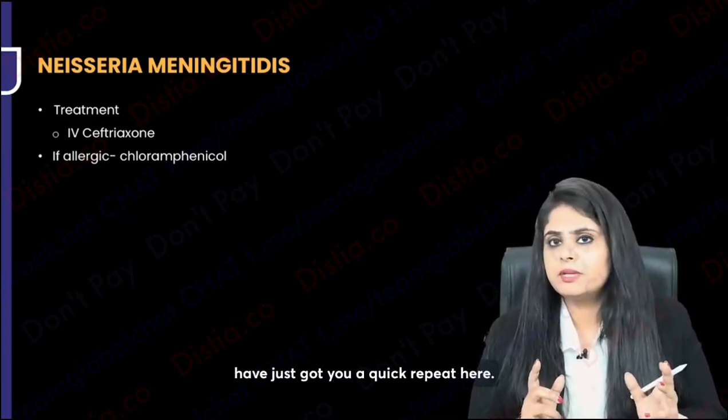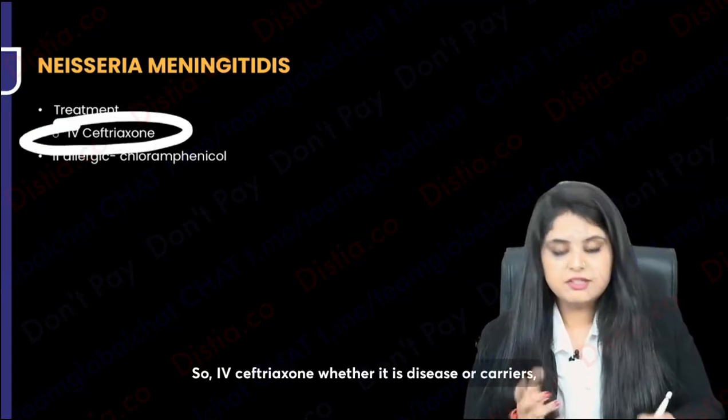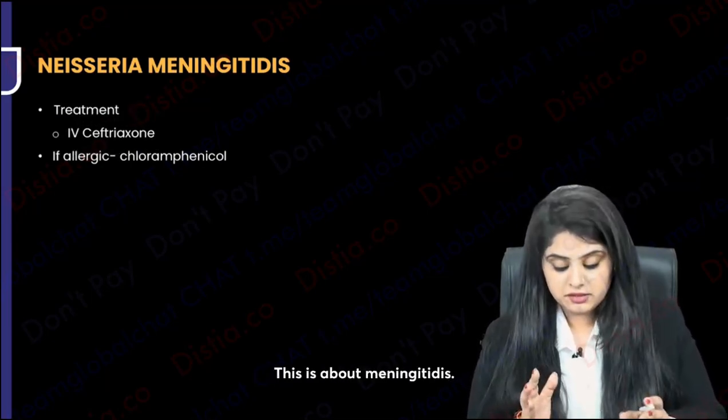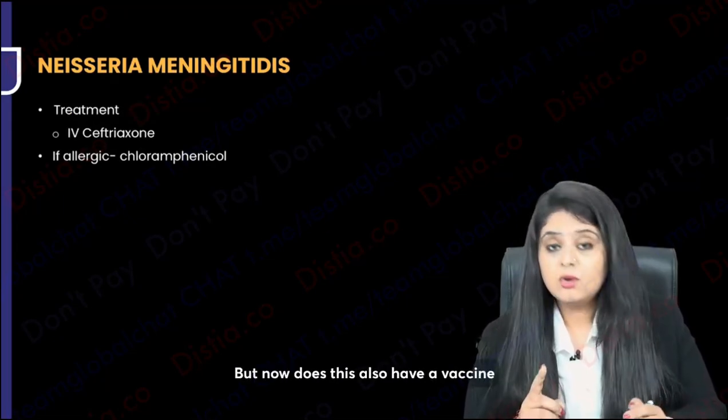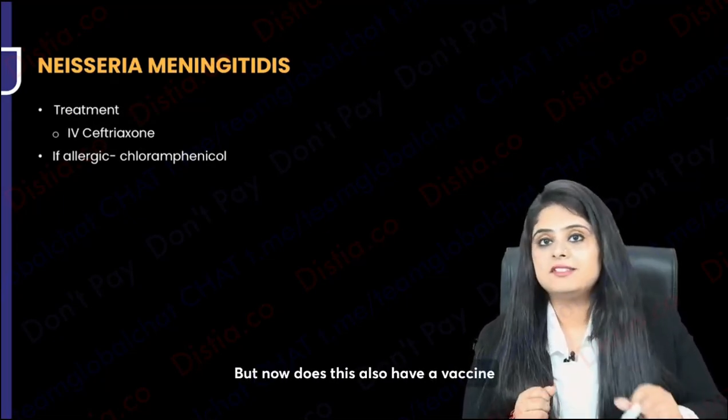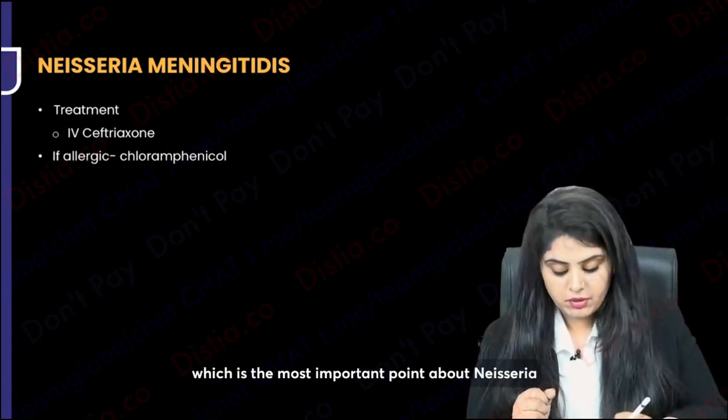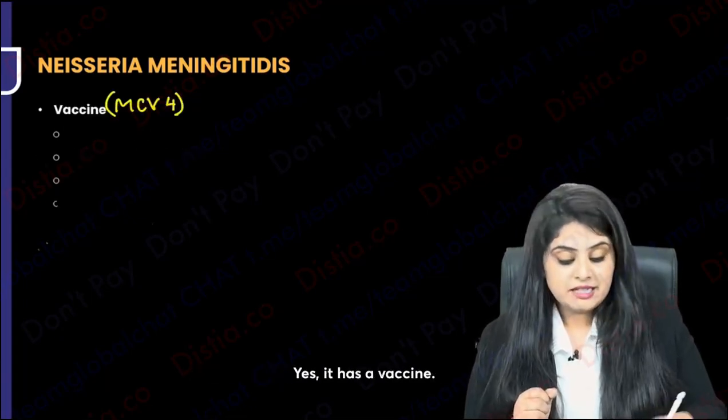I've just got you a quick repeat here. So IV ceftriaxone, whether it is disease or carriers, that is what you're giving. This is about meningitis. But now, does this also have a vaccine, which is the most important point about Neisseria that you have to know? Yes, it has a vaccine.